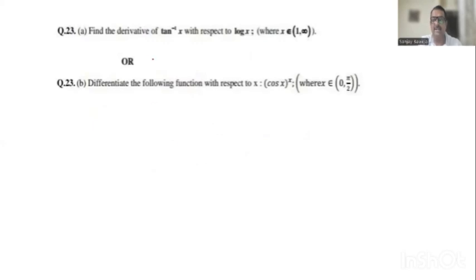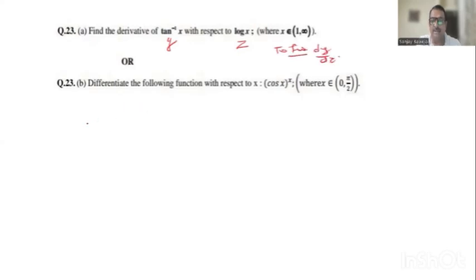Question number 23 says, find the derivative of tan inverse x with respect to log x. So you have done questions of derivative of tan inverse x with respect to x. Here it is derivative of tan inverse x with respect to log x. So nothing special. You just take tan inverse x as y and log x as z. Now, if you read the whole statement, it says find the derivative of y with respect to z. So it means you have to find dy by dz.